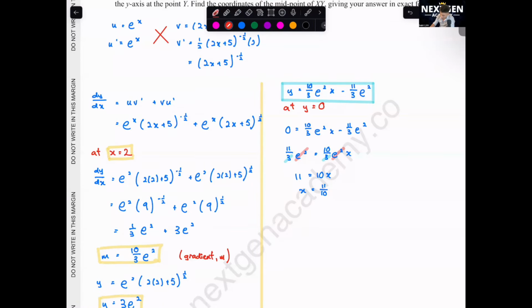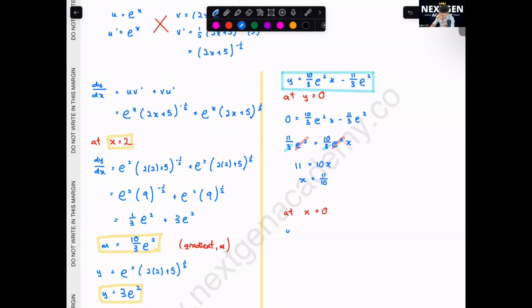Y at x equals 0. Therefore, y equals minus 11 over 3 e squared. So these are the two values of your x and y. If you want to write the x point as a coordinate, it will be 11 over 10, 0. Y will be 0, minus 11 over 3 e squared.